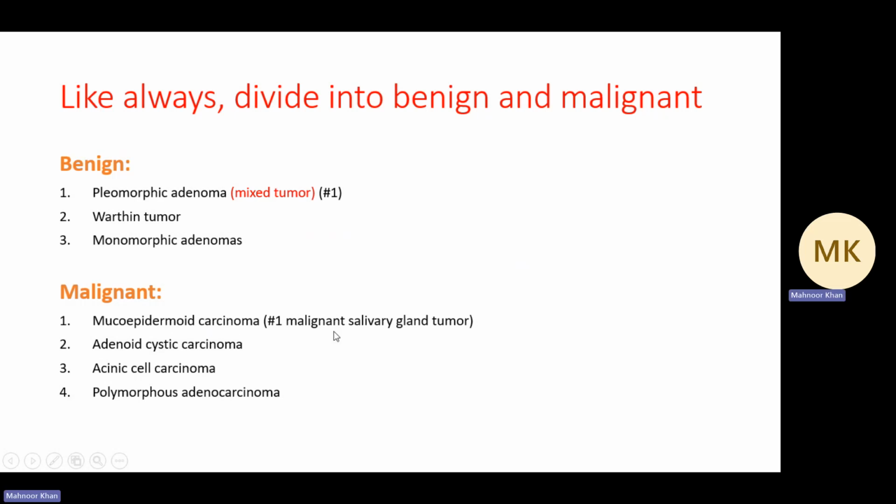First of all, for malignant tumors, you need to mention mucoepidermoid carcinoma, number one malignant salivary gland tumor. Second, you need to mention adenoid cystic carcinoma, then acinic cell carcinoma. These three are very important. Then you could also mention polymorphous adenocarcinoma.